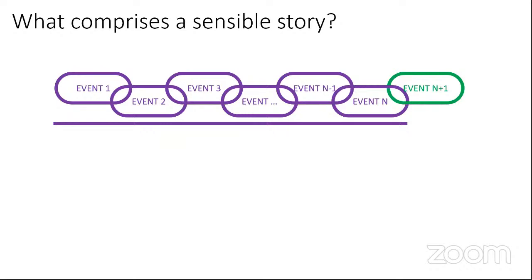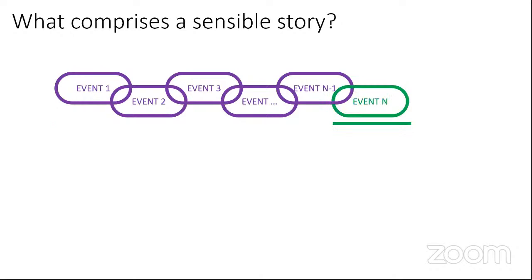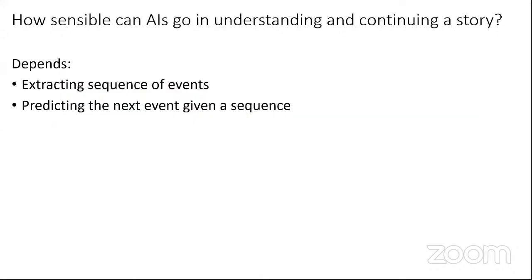And to hammer the point on this idea, we can also apply the same reasoning for the previous events. So the ending of Cinderella is actually coming from all of the other events that happened before it. Now that we have established this basic foundation of what events are happening in the story, let's go back to the original question. How sensible can AI go in understanding and continuing a story?